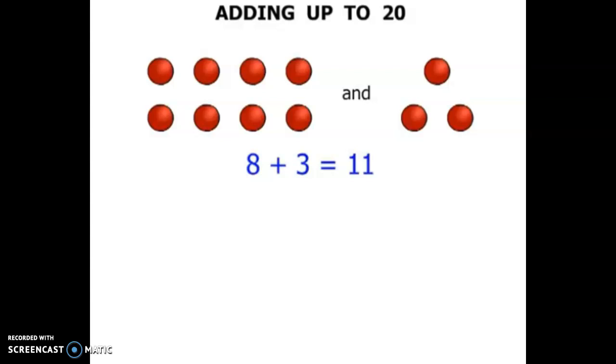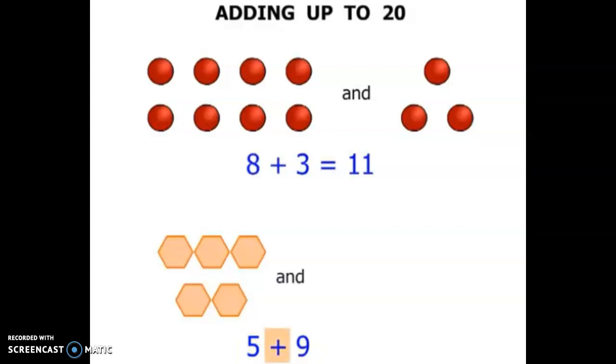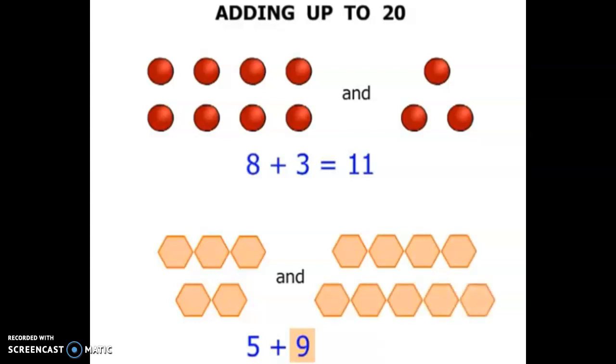Now let's move on to a second problem. 5 plus 9. We can go ahead and make a picture. We will choose to use hexagons. So we need to make a group of 5. 1, 2, 3, 4, 5, plus, which is also the same as and, 9. Let's make 9. 1, 2, 3, 4, 5, 6, 7, 8, 9.